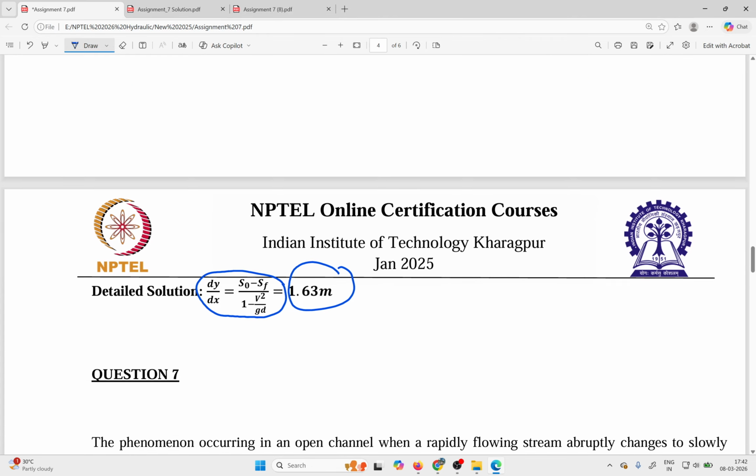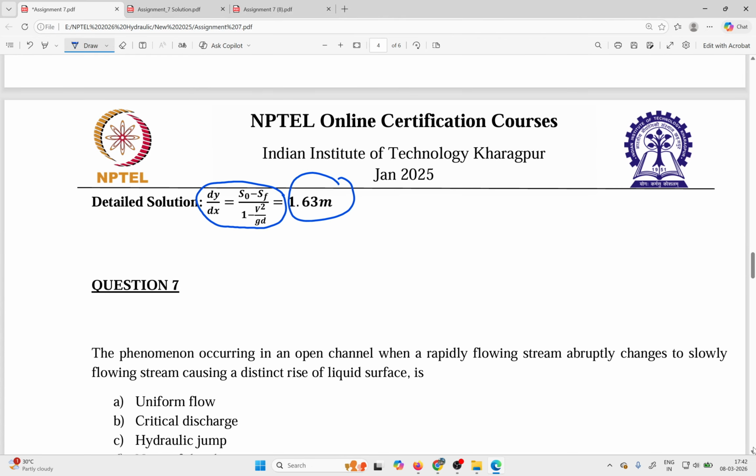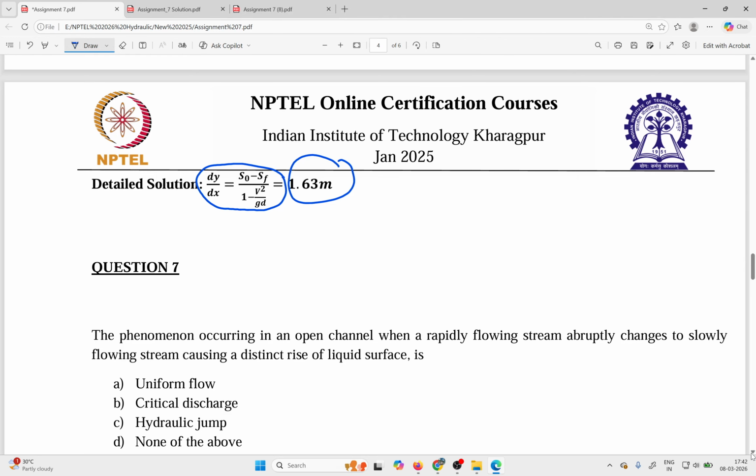Now the next question is a very easy question. The phenomenon occurring in an open channel when a rapid flow, remember please, earlier we were talking about gradually varied flow, now we are talking about a rapidly flowing stream abruptly changing to a slowly flowing stream, causing a distinct rise of liquid surface: uniform flow, critical discharge, hydraulic jump, none of the above.